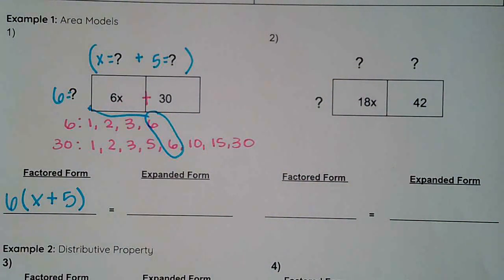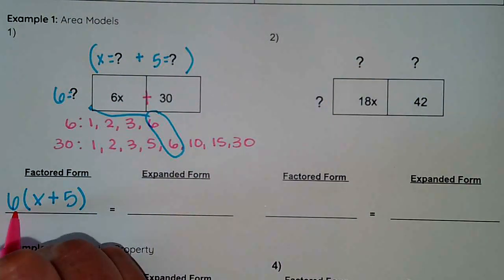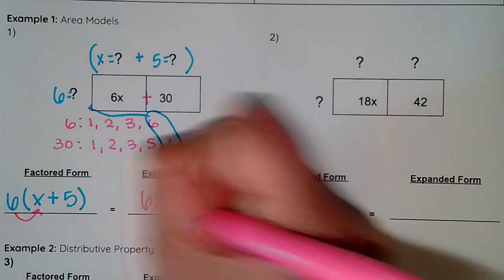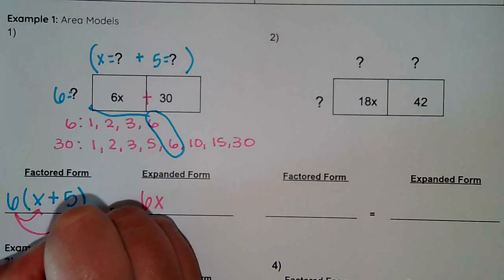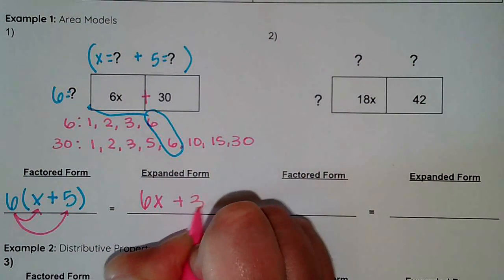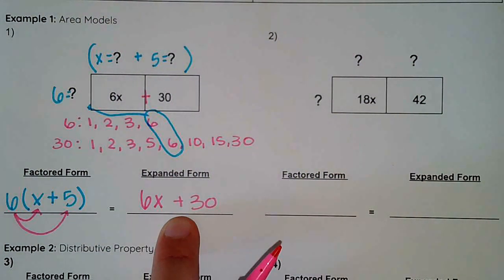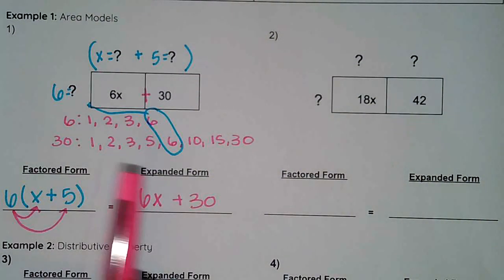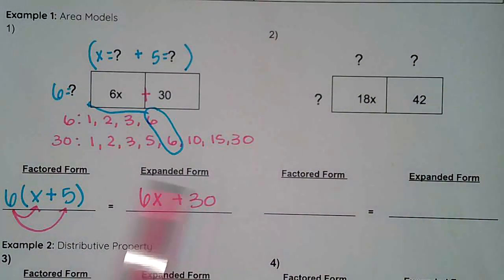Now with this area model, I can go back and double check. 6 times x should be 6x. And then 6 times 5 should be 30. That matches the inside of my box, so I know I've done it correctly. Going from factored form to expanded form and back and forth like that will allow me to check my work to make sure I've done it correctly. Let's try one more area model here.